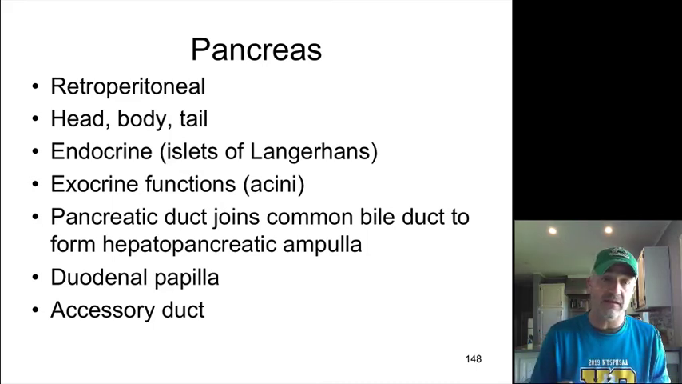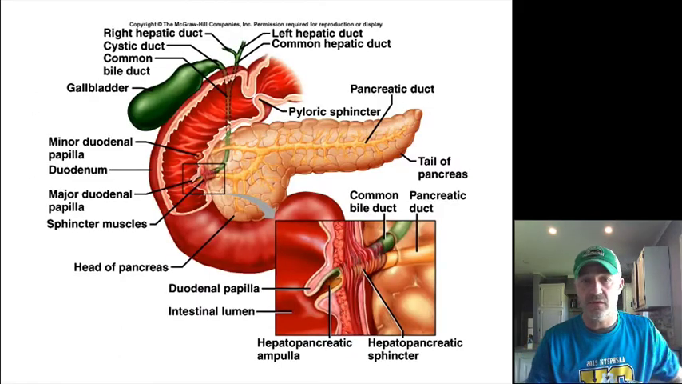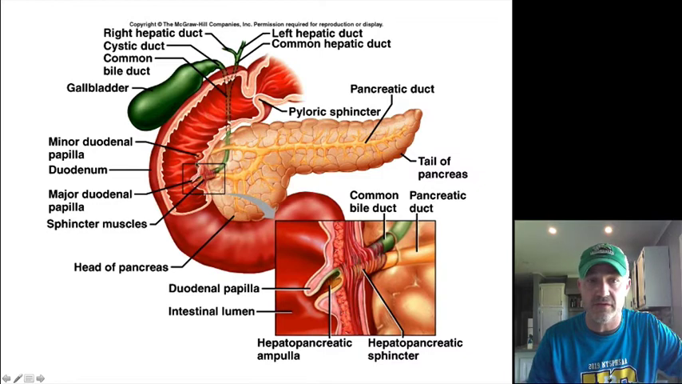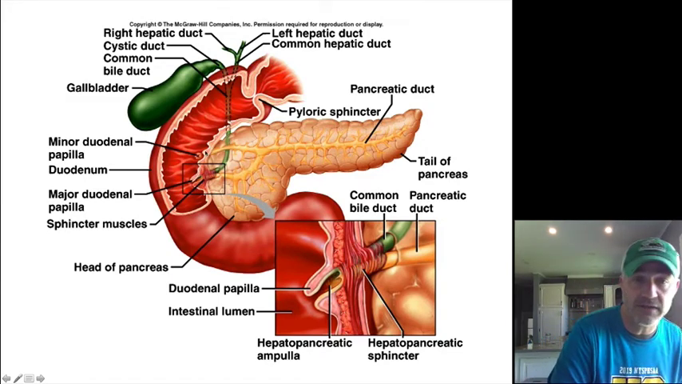We're going to see there's a main pancreatic duct that travels down here to that hepatopancreatic ampulla, and there's also an accessory duct that goes out to another papilla. So you can see that right here. You have the minor and major duodenal papillae. You can see the pancreas has a main duct going from all these acinar cells to these main openings to send the pancreatic secretions out into the duodenum.